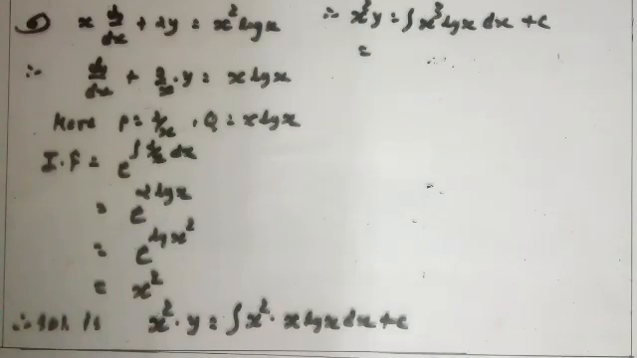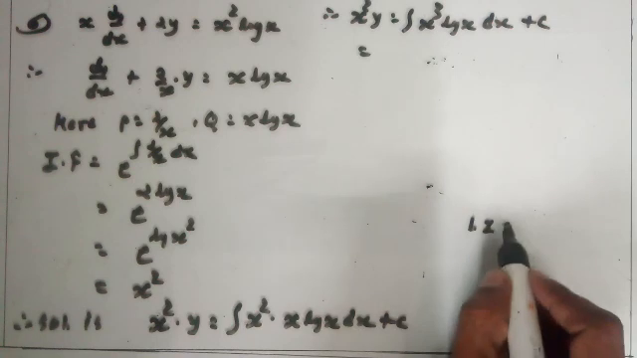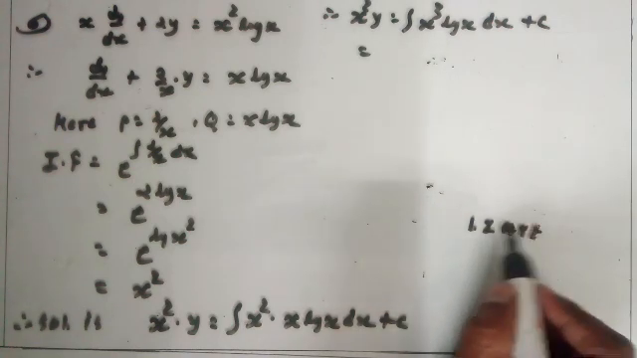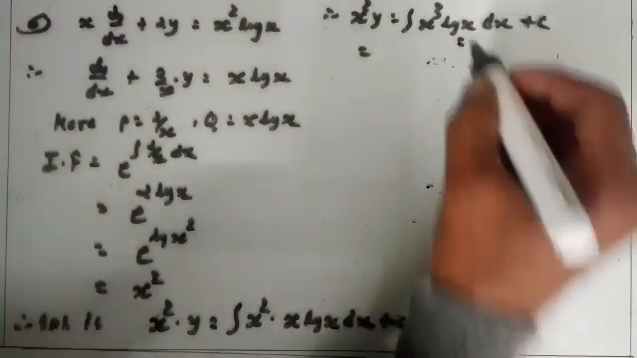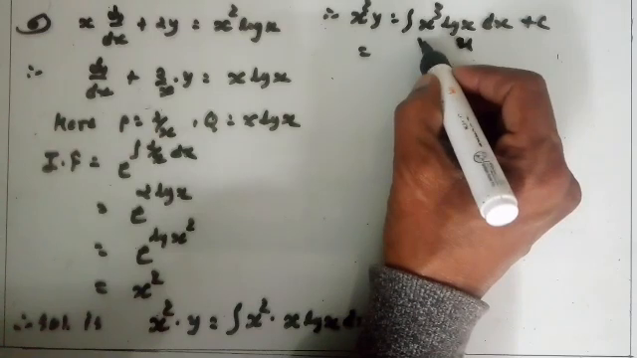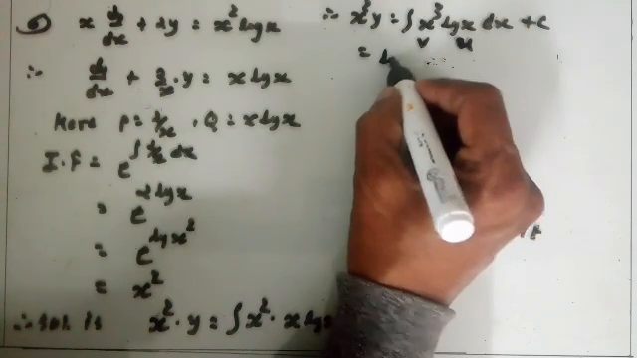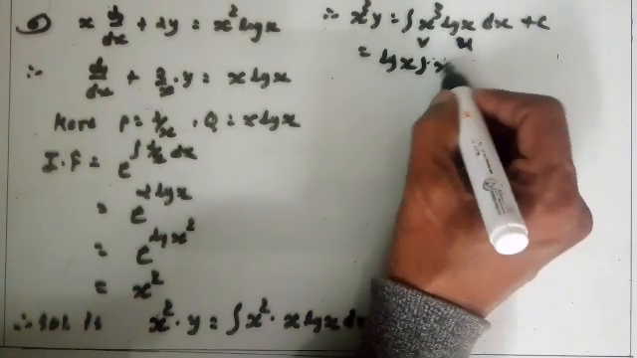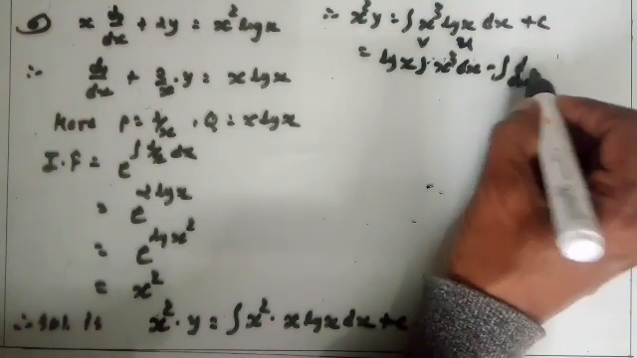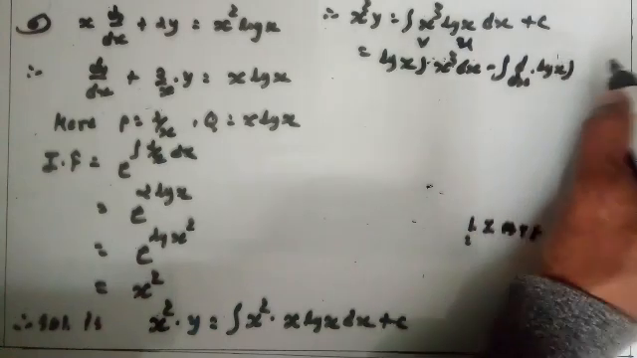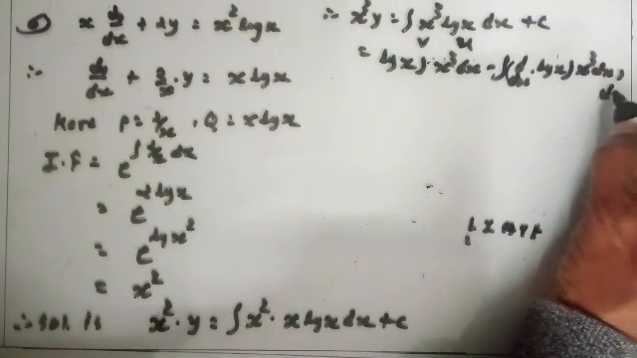Here apply integration by parts. LIATE: the logarithm function comes first, so select it for u, and the algebraic function comes second, so select it for v. So u, that is log x, times the integration of v, that is x raised to 3 dx, minus the integration of the derivative of log x times the integration of x raised to 3 dx, whole dx.